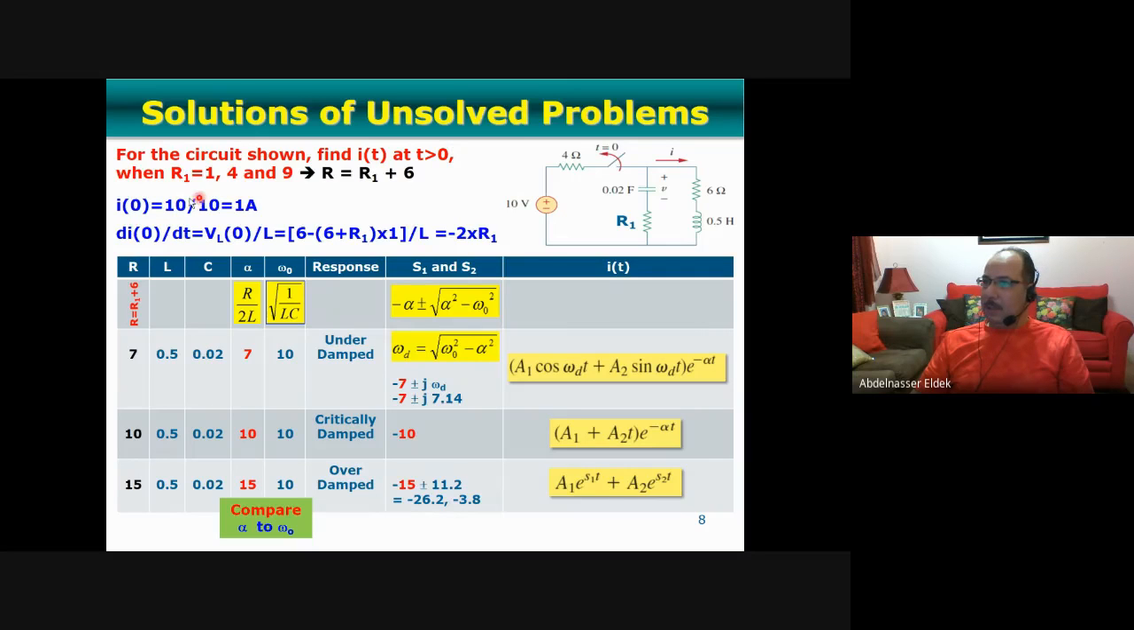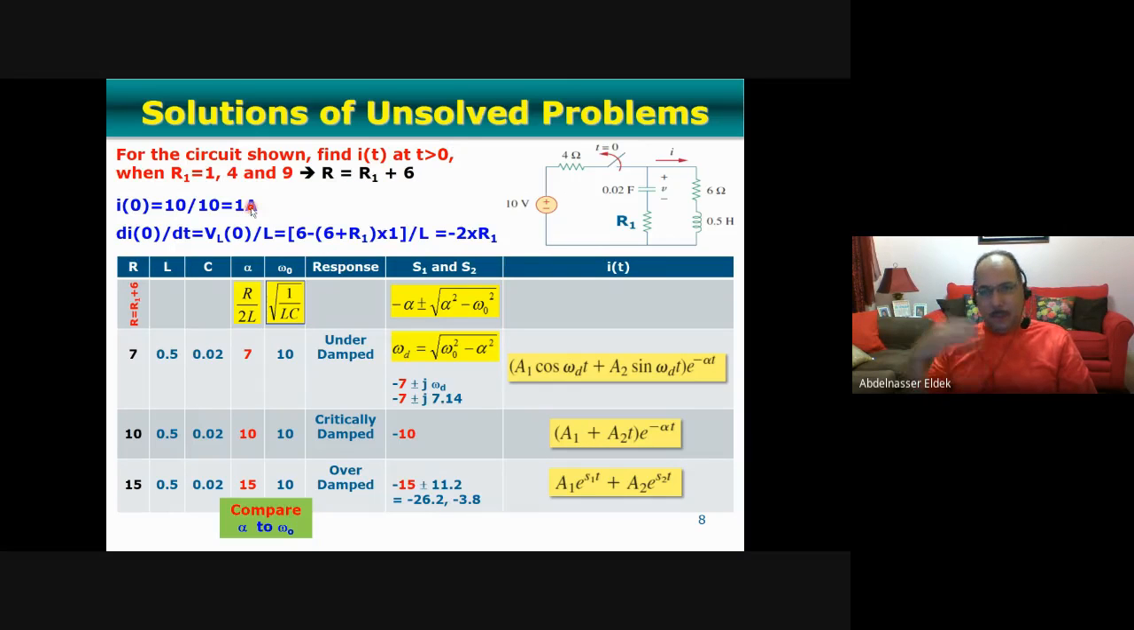Here we have R1. This R1 has the values 1, 4, and 9. So when you turn off the switch, you have this circuit. Here you have a capacitor, an inductor, and two resistors. The total resistance here, because we are in series, will be R1 plus 6. So you have to substitute R1 plus 6 in this equation. That's why I used R1 instead of R. R1 is 1, 4, and 9, but the total resistance is R1 plus 6.